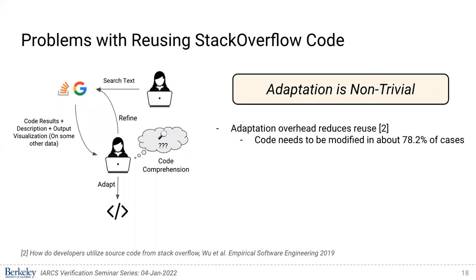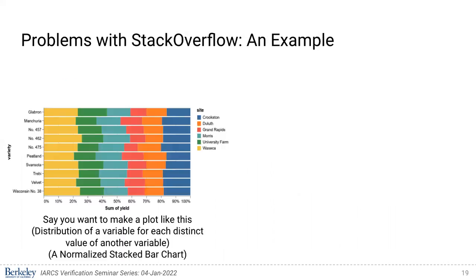And finally, the same study had found that adaptation is a major barrier as well, because the code needs to be modified in the majority of cases before you can use it in your own workflow. There are very few cases where you can simply copy paste and things will just work. So here is an example to drive the point home.